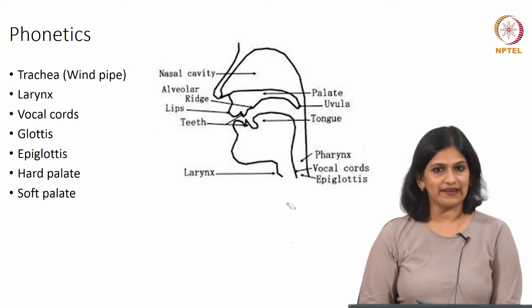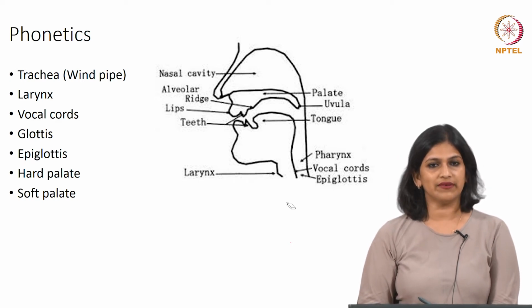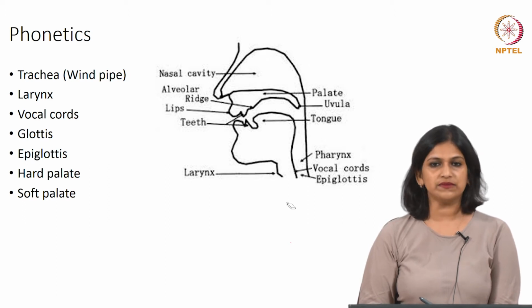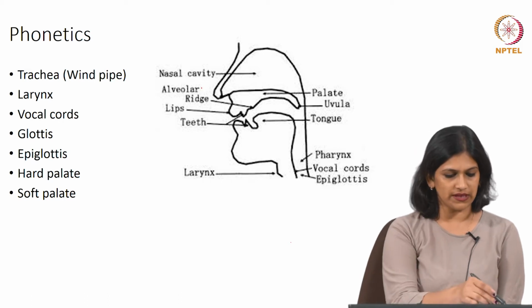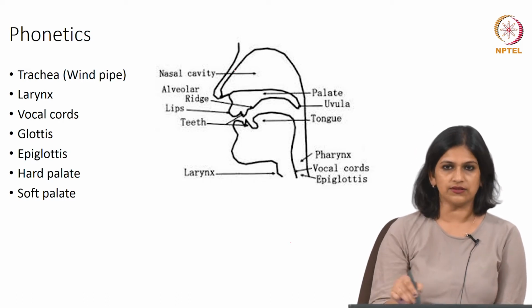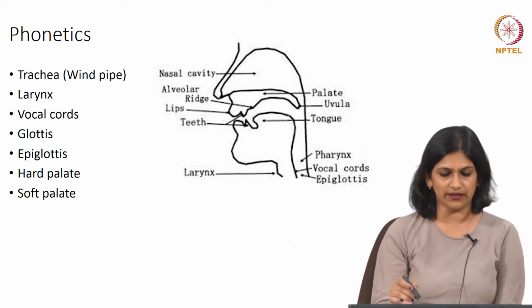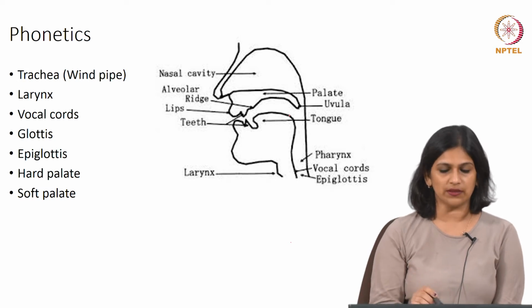So we have the trachea, which is the windpipe, then we have the larynx, vocal cords, glottis, epiglottis, hard palate and soft palate. Sometimes some people also add lungs, which I have not added over here. Then we have the tongue, teeth, and alveolar ridge. All of these which are not mentioned here are also labeled in the picture. So let us focus on the picture first.